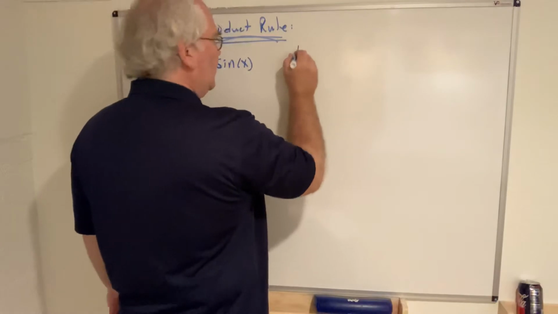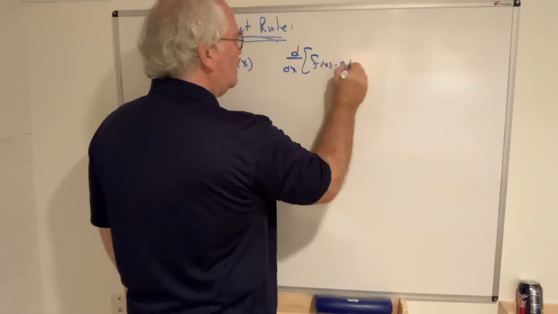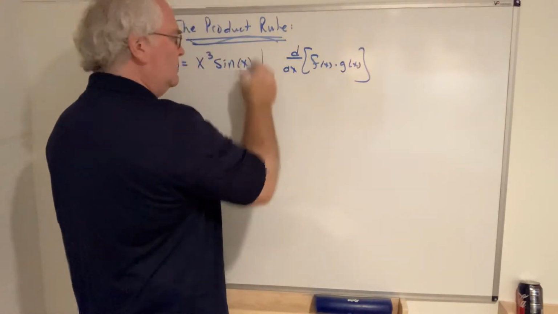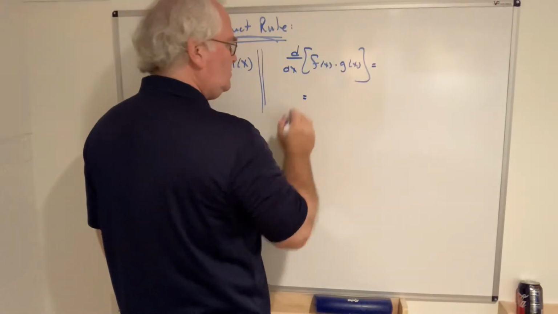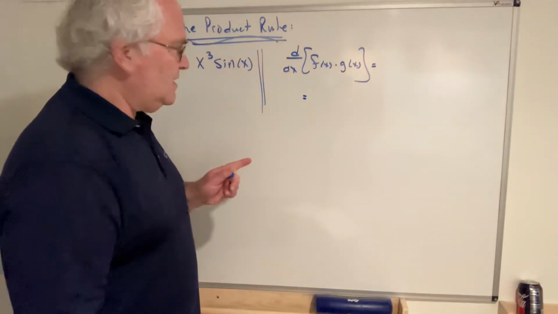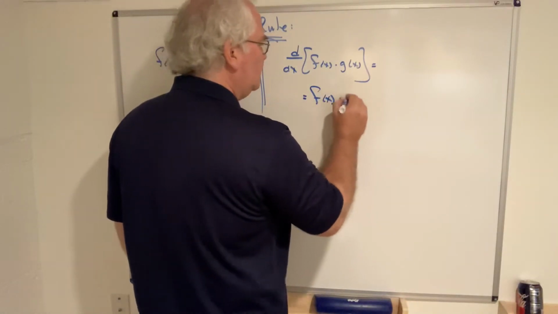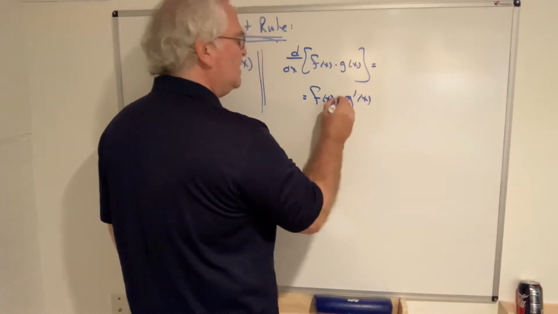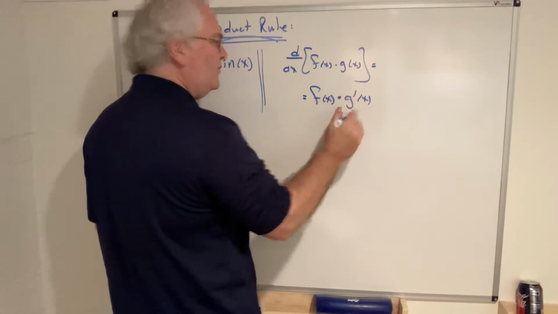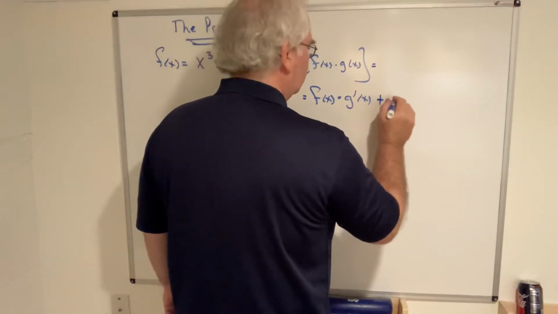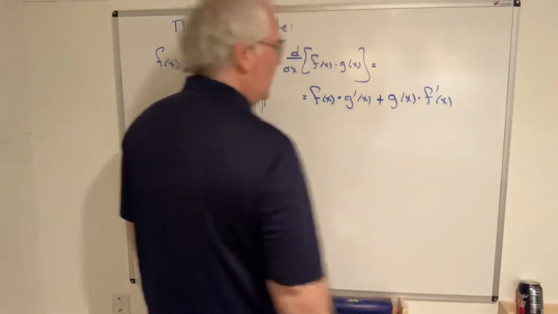If we want the derivative of two functions multiplied together, the derivative of f times g, the rule is this: f of x times g prime of x, we're mixing the notations here, plus g of x times f prime of x.